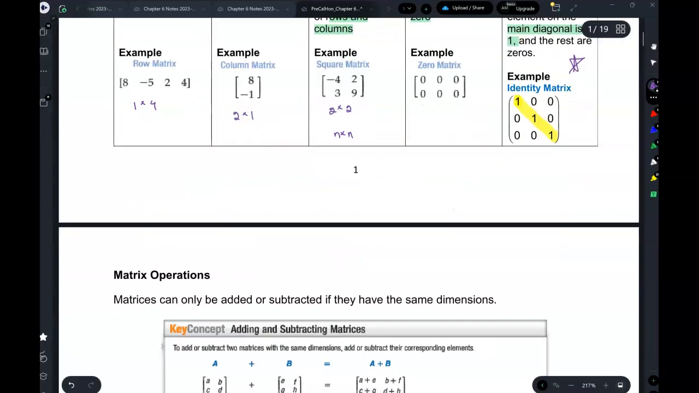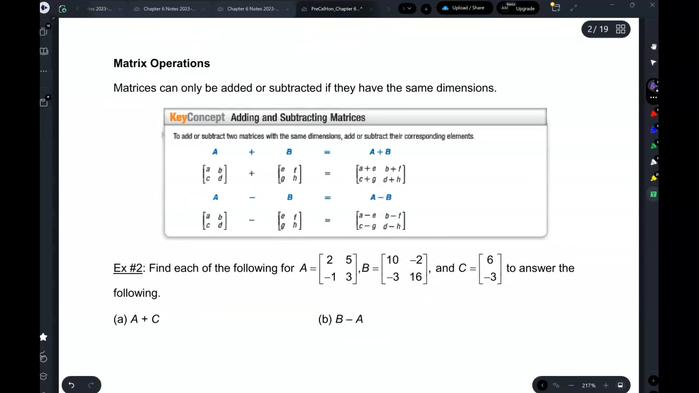Okay, so let's talk about matrix operations. Adding and subtracting matrices is extremely simple. However, there is one condition. The matrices that you're adding and subtracting have to have identical dimensions.